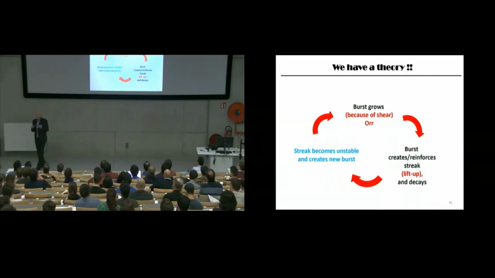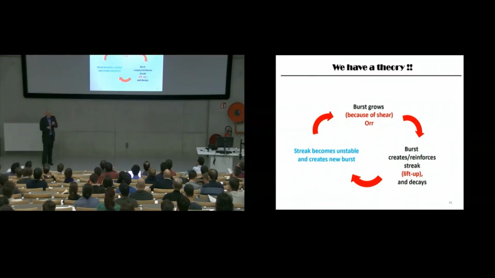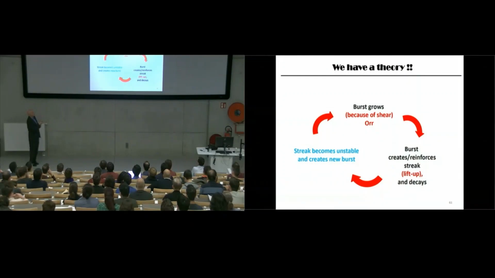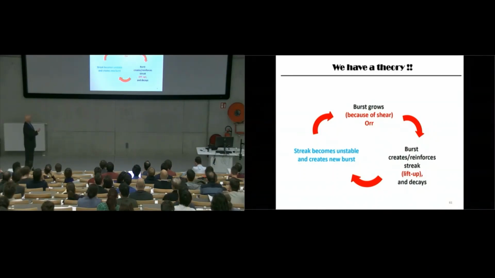So now we can start to think about control or things like that, because we understand what is going on. You have bursts, and the burst grows because of the shear, and this is the Orr mechanism. The burst creates the streaks, and then the burst decays, but the streak is left there, so this is kinetic energy being put into turbulence, and then the streak becomes unstable and creates a new burst.